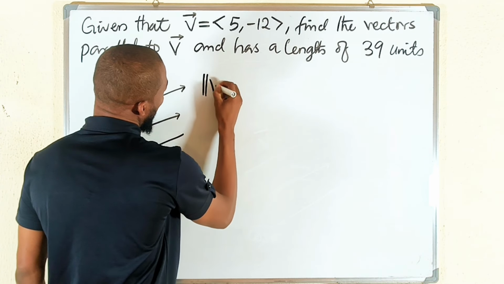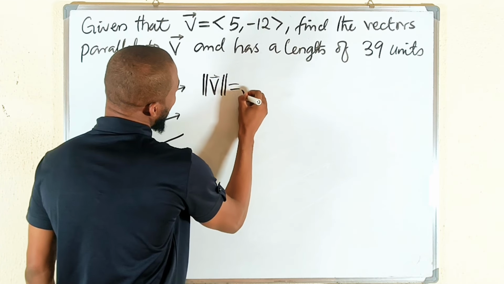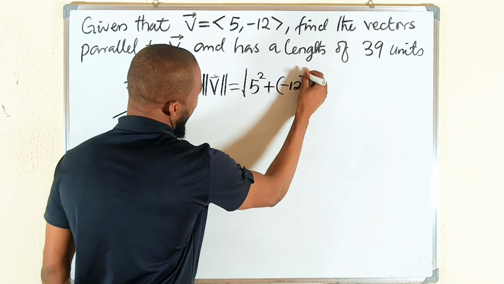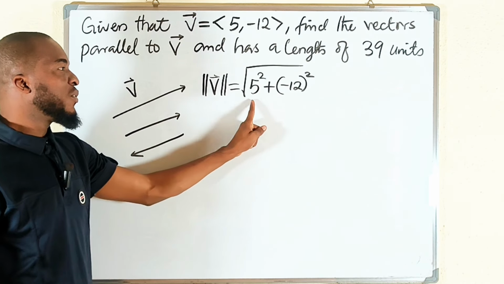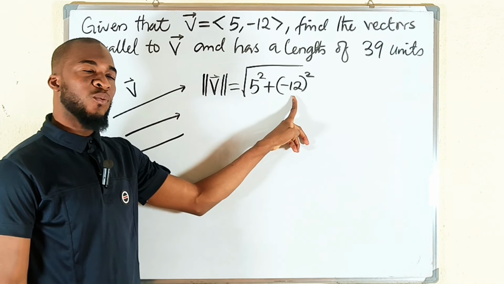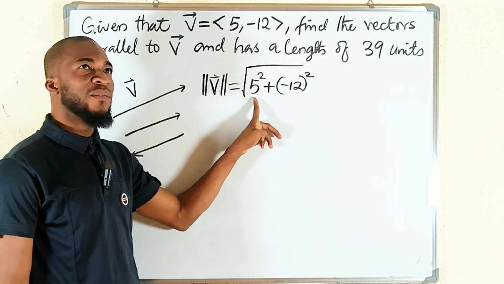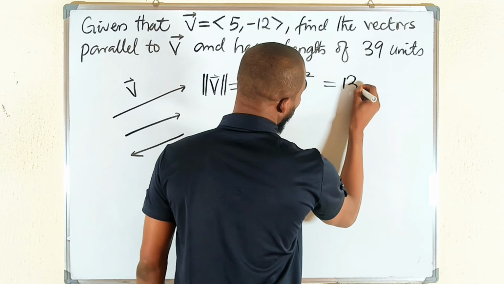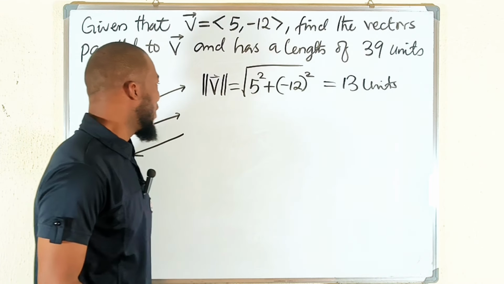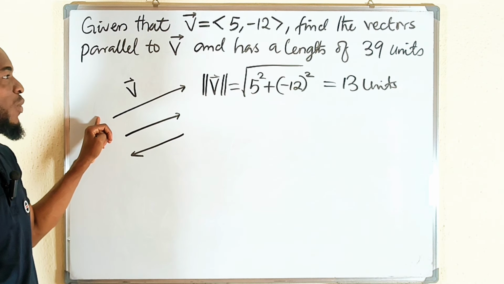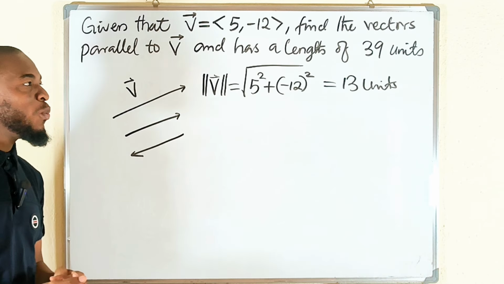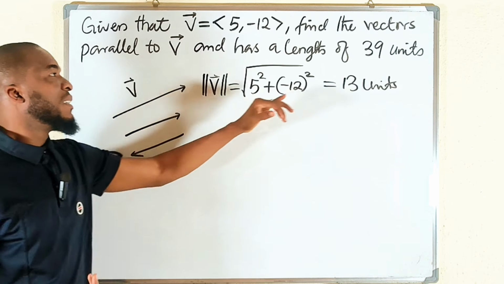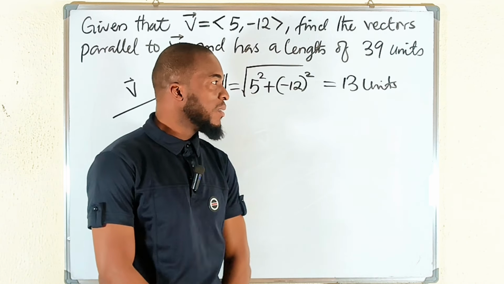The magnitude of this vector v is equal to the square root of the x component squared plus the y component also squared. All right? 5 squared is 25. Negative 12 squared is 144. 144 plus 25 is 169. And the square root of 169 is 13. So this is equal to 13 units. It means that the length of this particular vector is 13 units. But this is not what we are looking for. We are looking for a vector that has a length of 39 units.